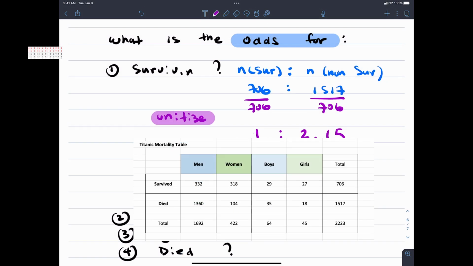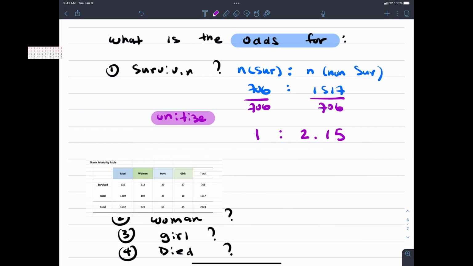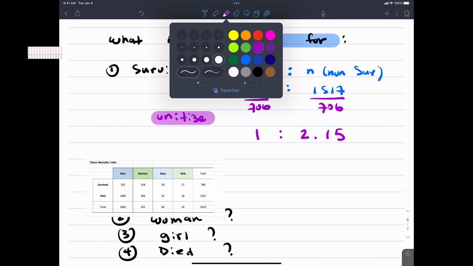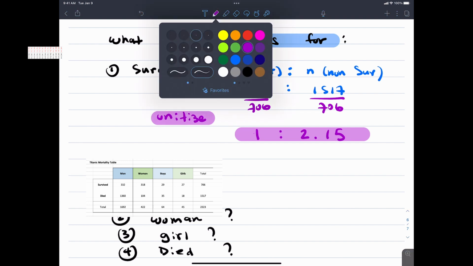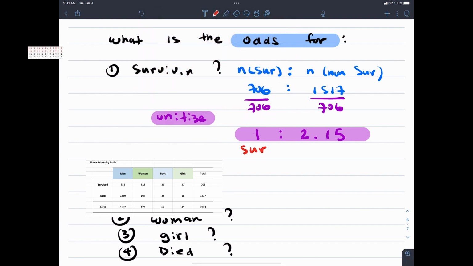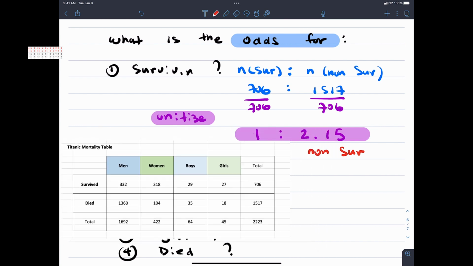Let's think about this here. This is a very good way to think about these rates. What does that mean? That means there's one survivor to every 2.15 non-survivors. Did I make a mistake? 1517 divided by 706? No, I think we're fine. Yes, question.